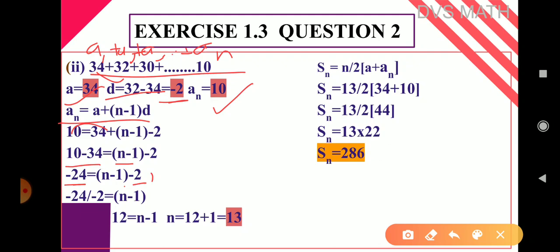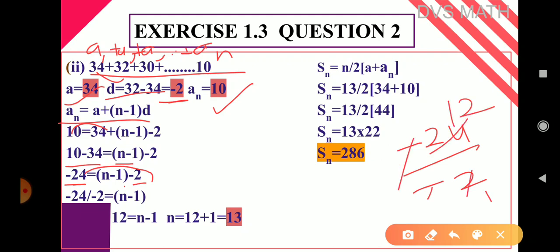If it is multiplied, then when it enters the LHS, it is divided. So it is like this, 24 by minus 2. Minus minus cancel. 2 1s are 2, 2 12s are 24. So what we got? 12 is equal to n minus 1. Now send minus 1 to the LHS, it becomes plus 1. 12 plus 1, we got n value 13. Now let us find the sum of 13 terms.